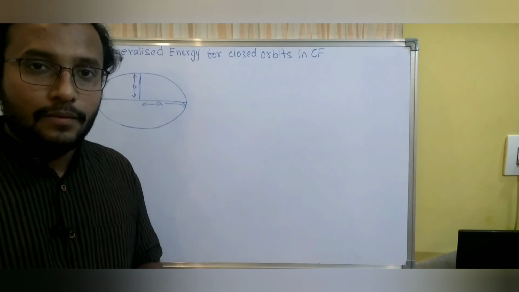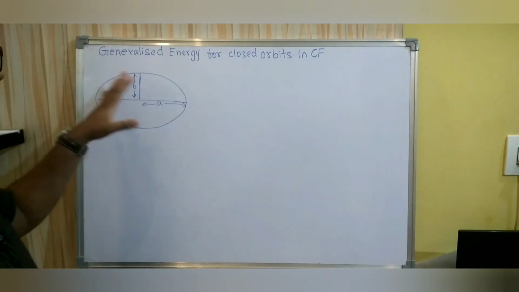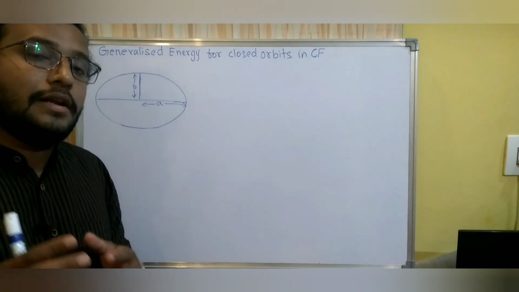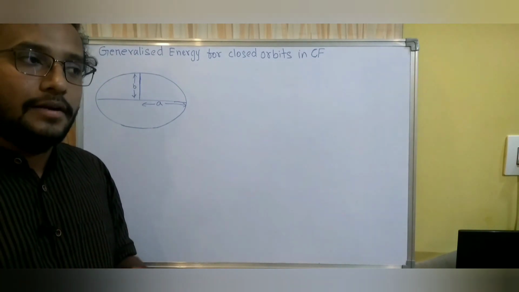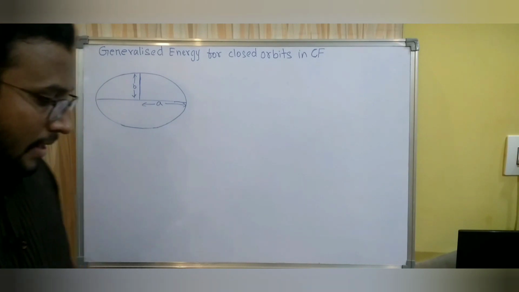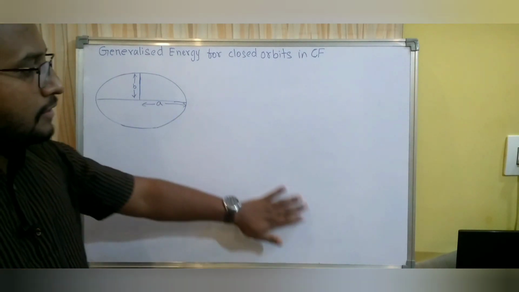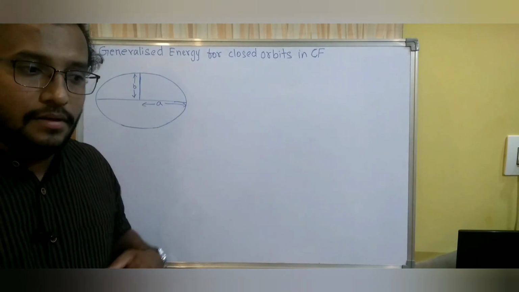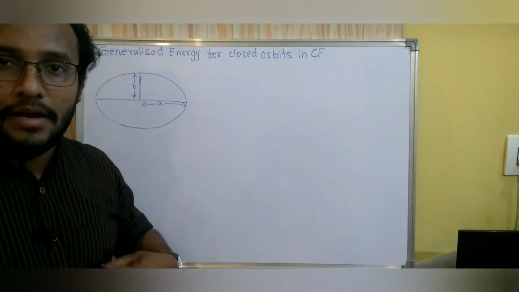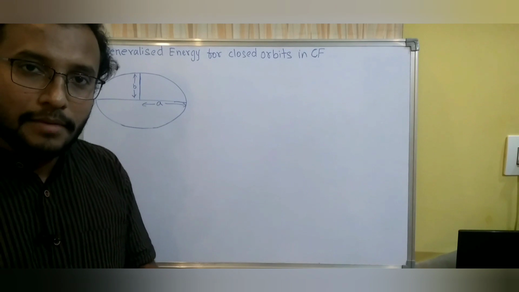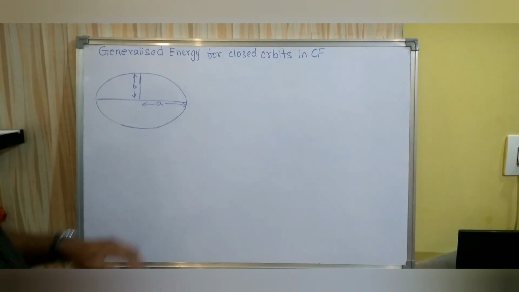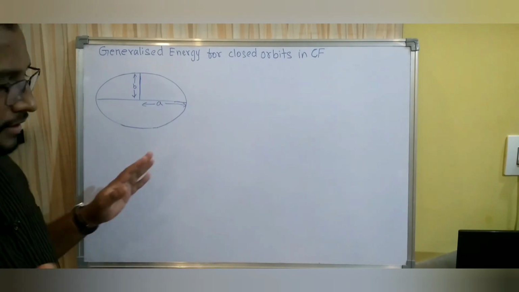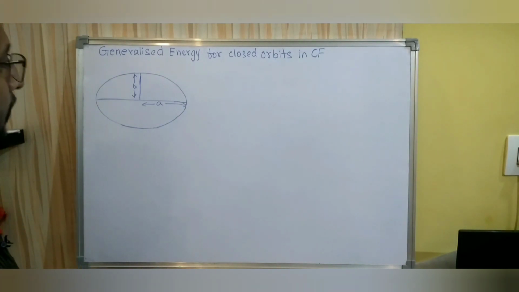In this video, I'll try to explain the generalized energy for closed orbits in a central force field, when any object or particle is moving in a central force field. This kind of question is frequently asked in many competitive exams like JAM, NET and GATE, and many other exams also. That is why I felt to discuss this topic in this video.